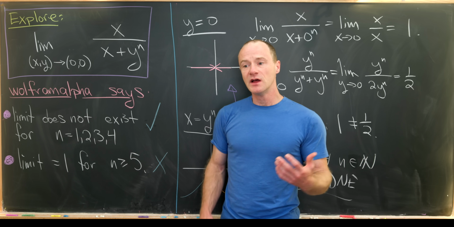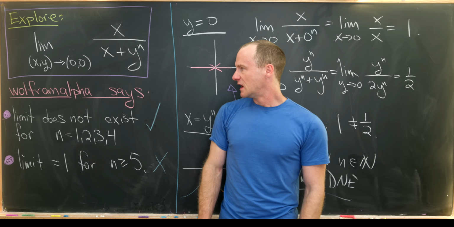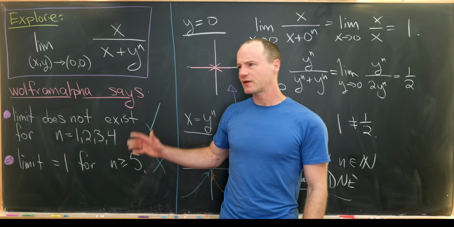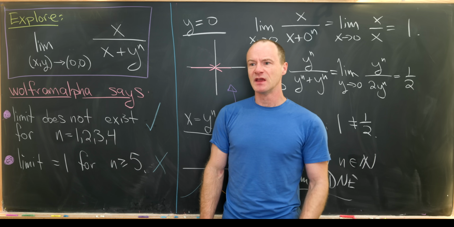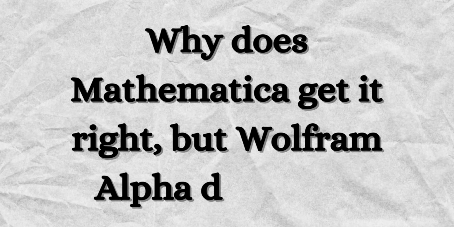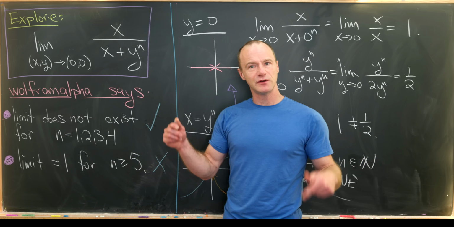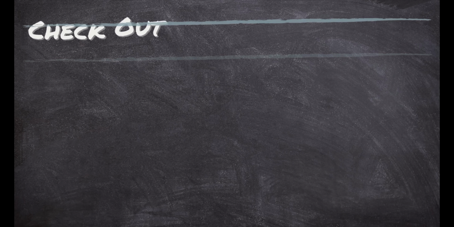So the deeper question here, which I'm opening to you, is what kind of calculation is Wolfram Alpha doing that's incorrect in this case, that Mathematica is doing correctly? In other words, why does Mathematica get it right but Wolfram Alpha does not? So maybe if you know the answer to this, post it in the comments. And that's a good place to stop.